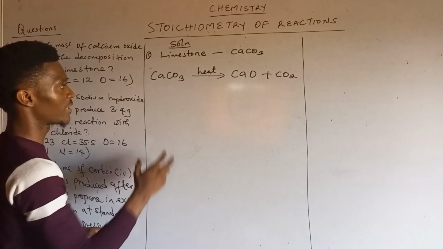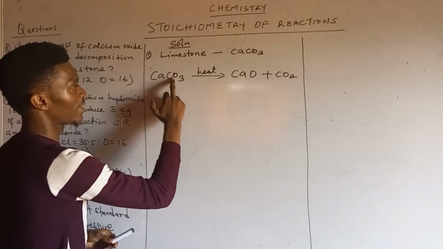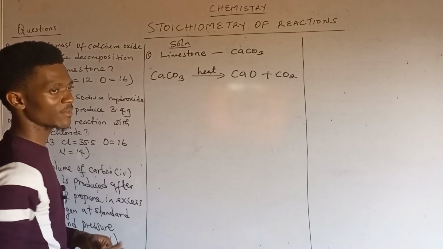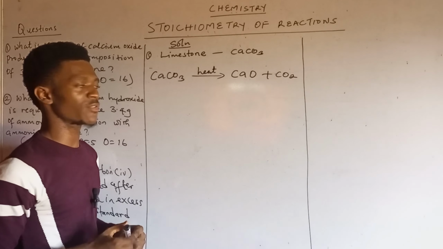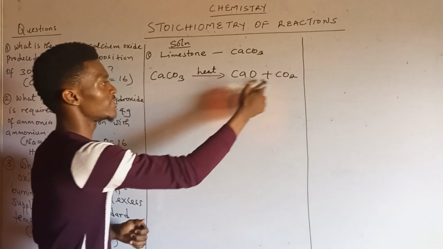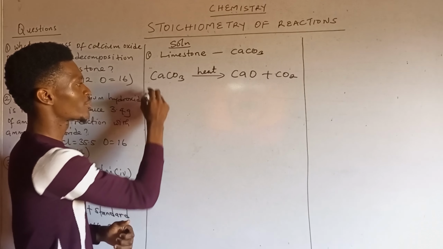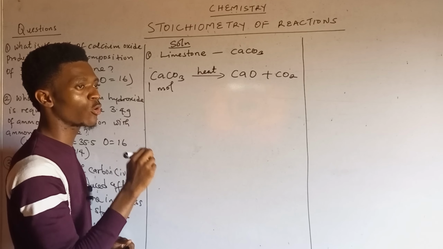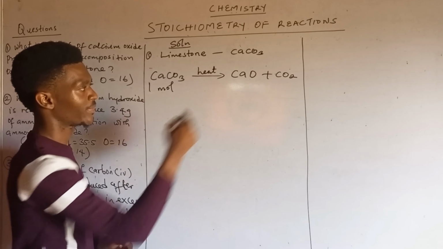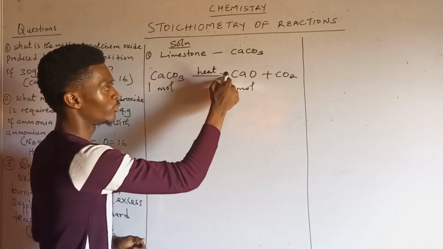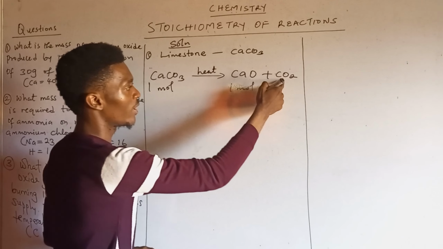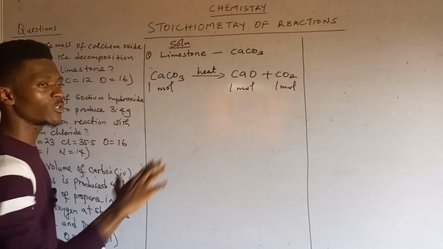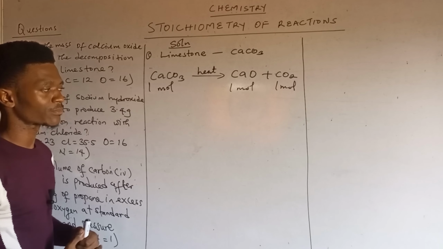Let's confirm that the reaction is balanced. Now we have one calcium, one carbon, and 3 oxygen, 1 oxygen plus 2, that's 3. So it's balanced. Always in stoichiometry, you represent each of the substances with the mole ratios. In this case, this is 1 mole. So the language of the equation always speaks moles. Then this one is 1 mole, meaning no number before it, so it's assumed to be 1. While this one is also 1 mole. So you see, the language of the equation always speaks mole.